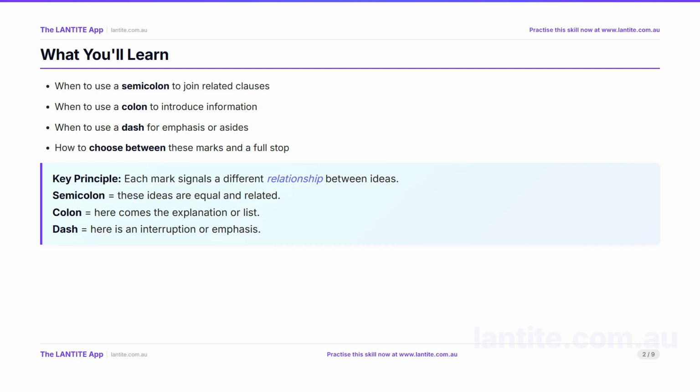The key principle is that each mark signals a different relationship between ideas. A semicolon says these ideas are equal and related. A colon says here comes the explanation or list. A dash says here is an interruption, or something I want to emphasize.